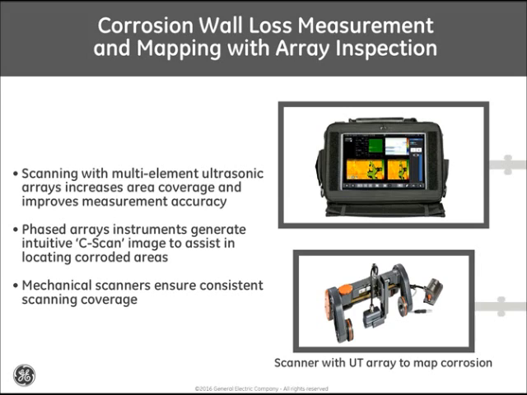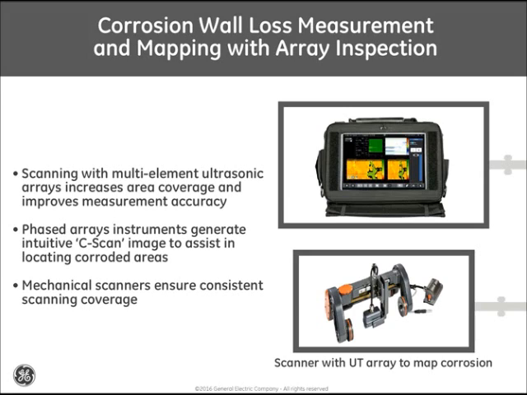These array or phased array solutions generate this intuitive C-scan image, as you can see in the top photograph. Again, by simply viewing that and knowing that green means you have good wall thickness, and yellow, orange, and red indicate wall loss, it allows you to make a quick decision on the disposition of the component.